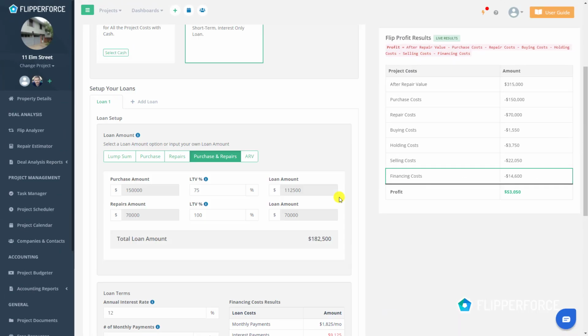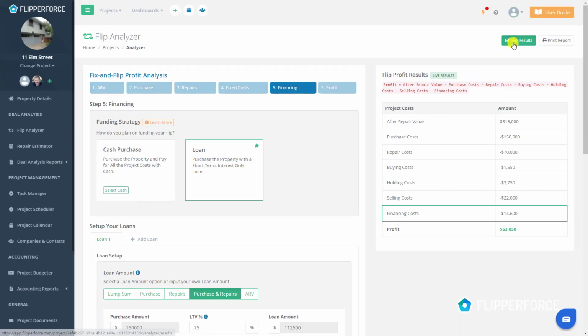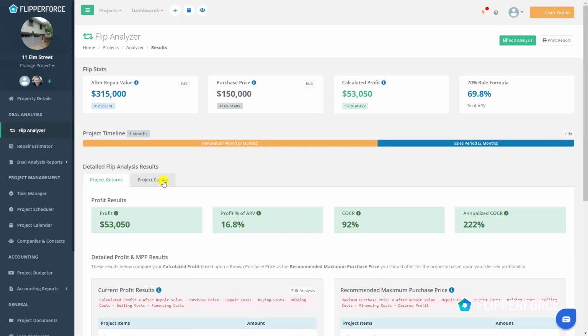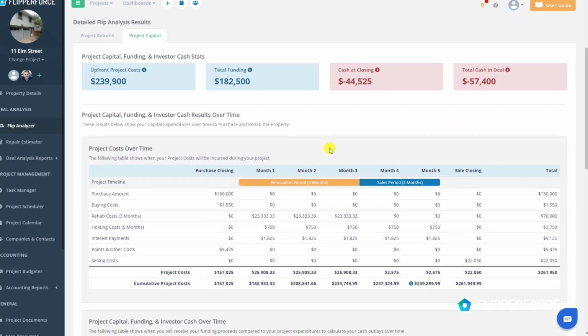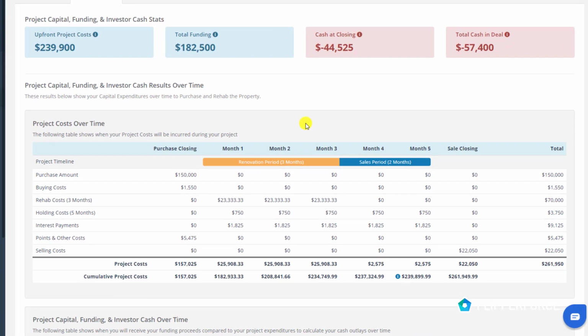Okay, so now that we've set up our loans, let's go over to the results page and review our project costs, our funding, and how much cash we'll need for this property. On the results page, we have some tables that show you your project costs over time, so that way you can accurately forecast how much funding in cash you'll need throughout the project.